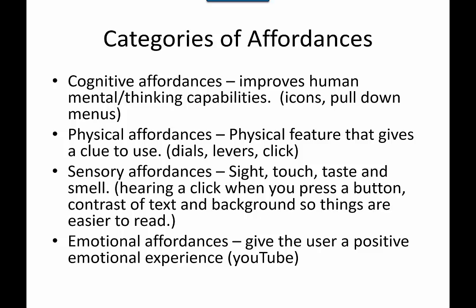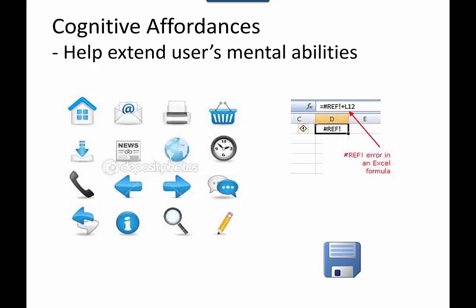Emotional affordances give the user a positive emotional experience, like getting a bunch of likes on all the photos of your pet rats. Let's talk about cognitive affordances. On the left of the screen is a shot of several icons that help people operate computers. A tiny house indicates that if you click it, you are taken home to the home page. The @ symbol in an envelope is easy to understand as email.